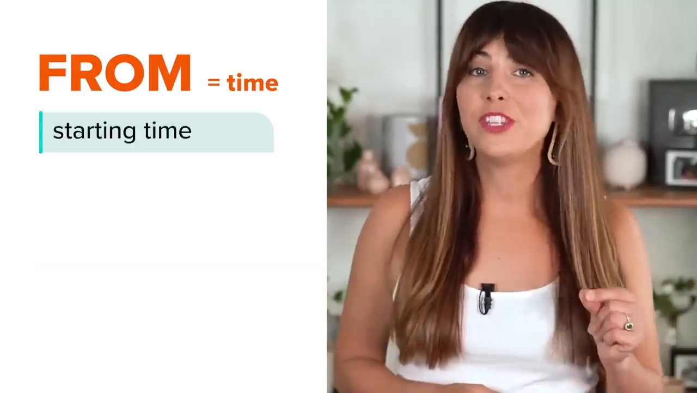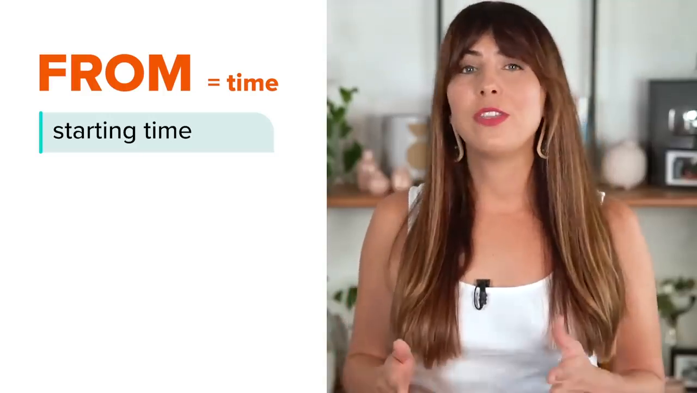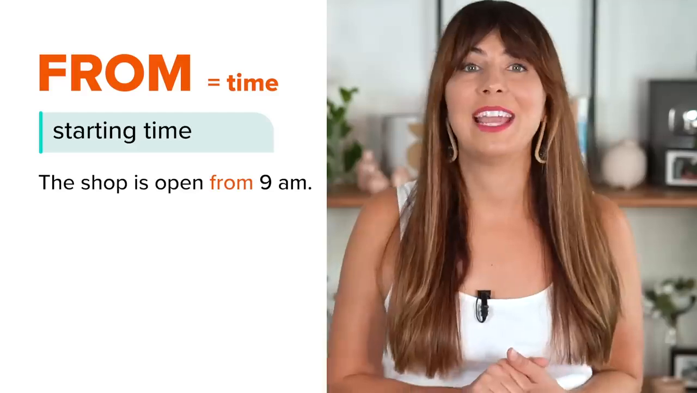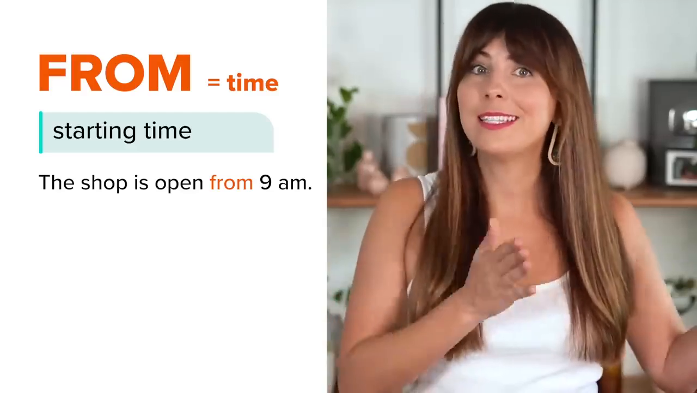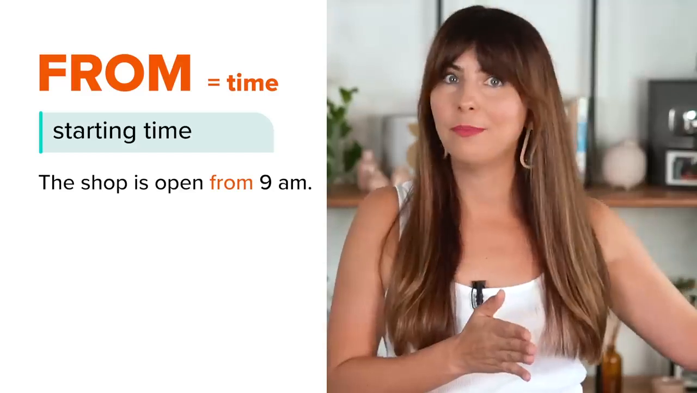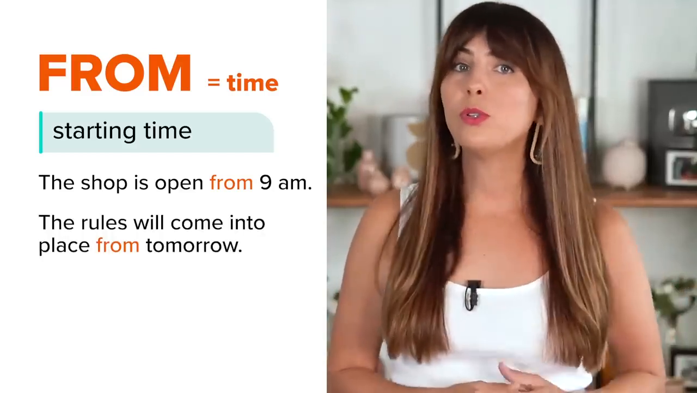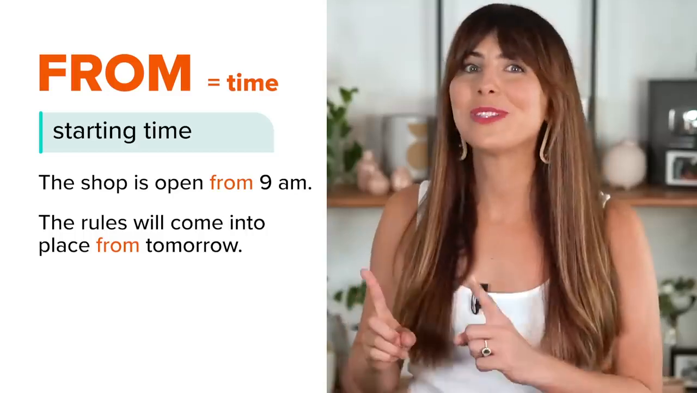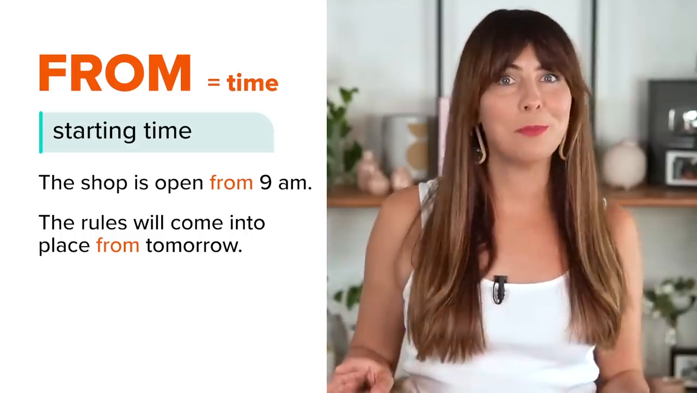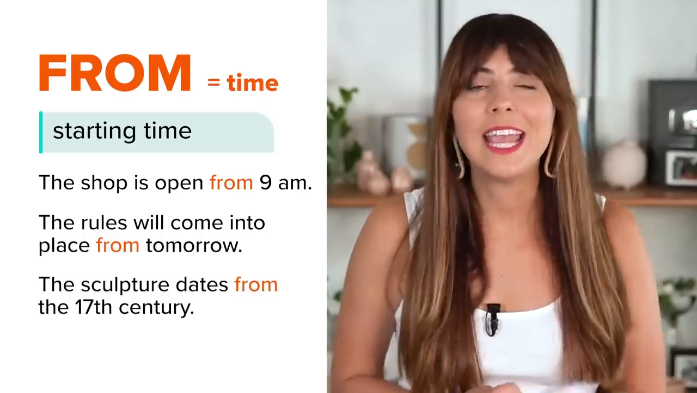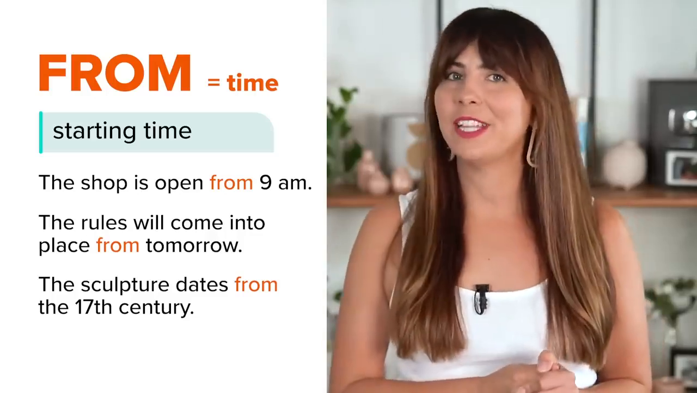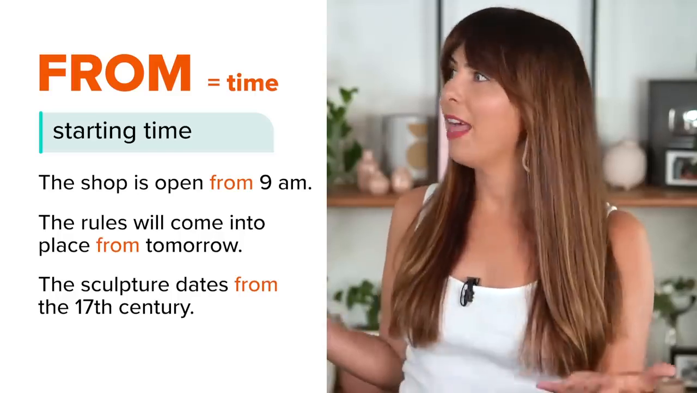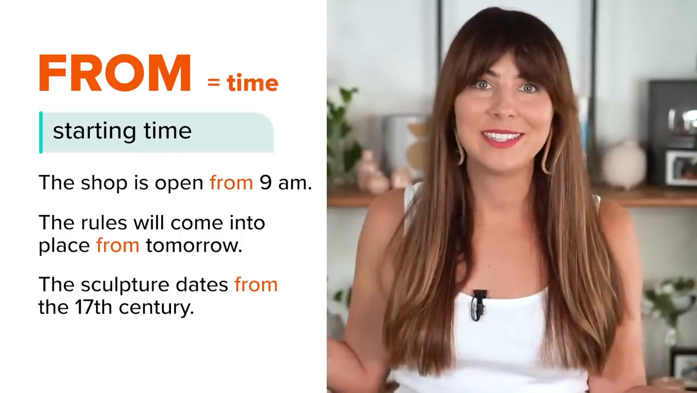As a preposition of time, from shows the time when something starts. The shop is open from 9 a.m. The opening hours start from 9, not before. They start at 9. The rules will come into place from tomorrow. So the rules start tomorrow, not before. The sculpture dates from the 17th century. The sculpture was made in the 17th century, and that's when it started to exist.